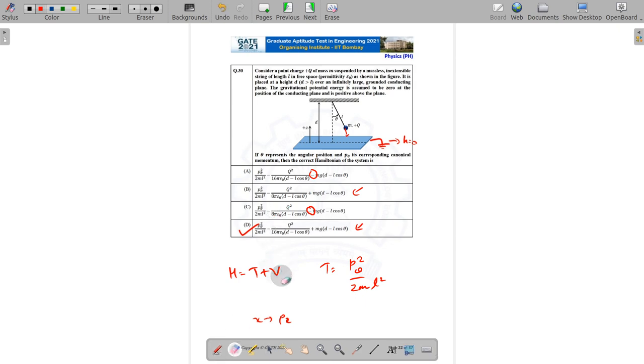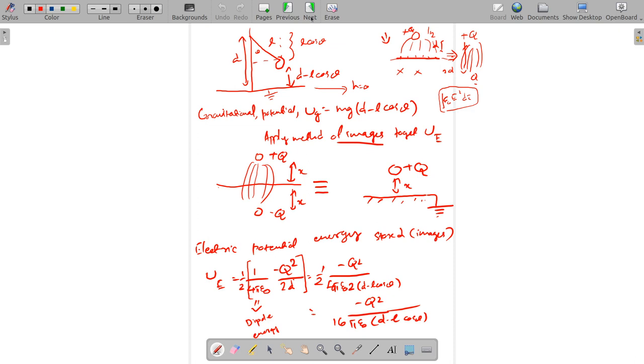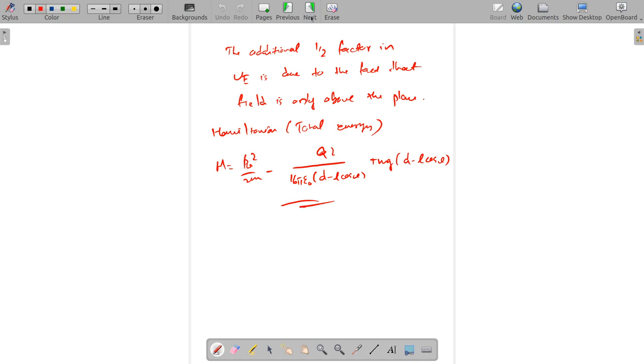So the true answer has 16 pi epsilon. You have to take the half factor also. Okay, so this one is the right answer. Option D is the right answer. Okay, so that's about this problem. Basically you use the method of images and get the energy of the system. I have just written down here why the half factor is coming up.